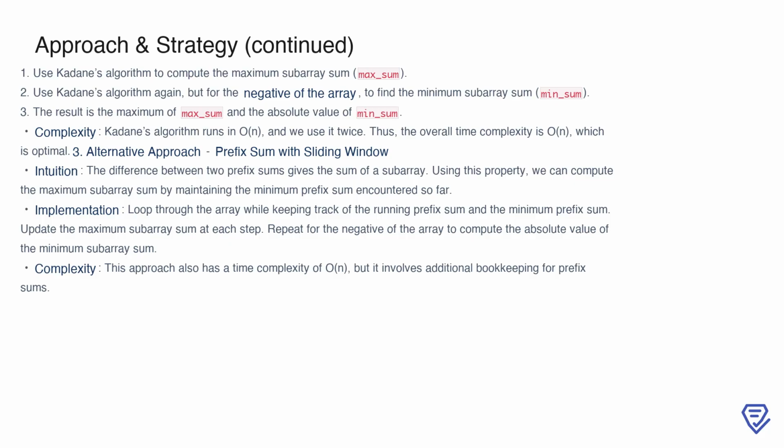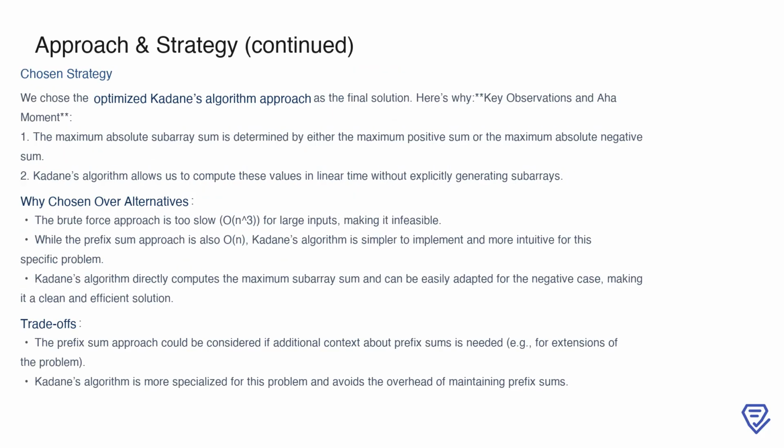While this method also operates in O(n) time, it requires additional bookkeeping, which makes it slightly less intuitive than Kadane's algorithm. Ultimately, we decided to use the optimized Kadane's algorithm approach as our final solution. The decision was guided by several key observations. First, the maximum absolute subarray sum is determined by either the maximum positive sum or the maximum absolute negative sum. Kadane's algorithm provides an efficient way to compute both values in linear time without needing to explicitly generate subarrays.